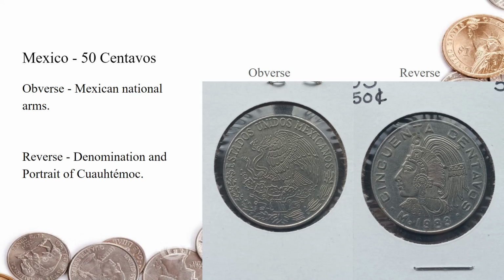Next, we move on to the 50 centavos coin, and once again, the Mexican national arms is on the obverse of the coin. The reverse of the coin has the denomination, which says 50 centavos, and it also has a portrait of Cuauhtemoc, who was the final Aztec emperor before the fall of the Aztec Empire, and was also the nephew and son-in-law to Montezuma II, arguably one of the most famous Aztec emperors.